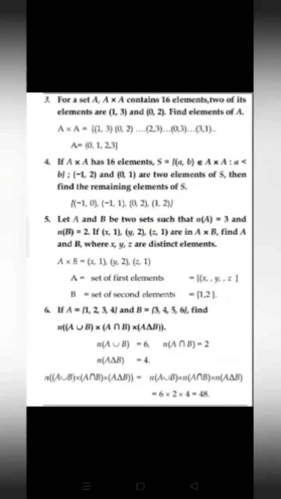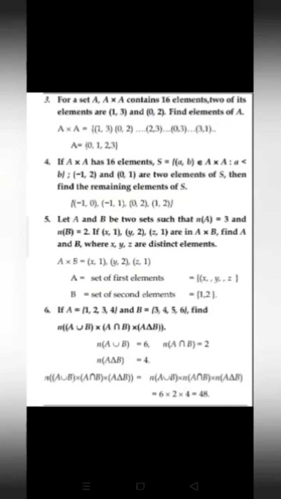In the same manner, here also 4 elements are given: -1, 0, 1, 2. The 4 elements are different, so you take this for A. So set A is equal to {0, 1, -1, 2}. Next you find A cross A. We get 16 elements. Then in our question they are asking only to find the remaining elements of S.